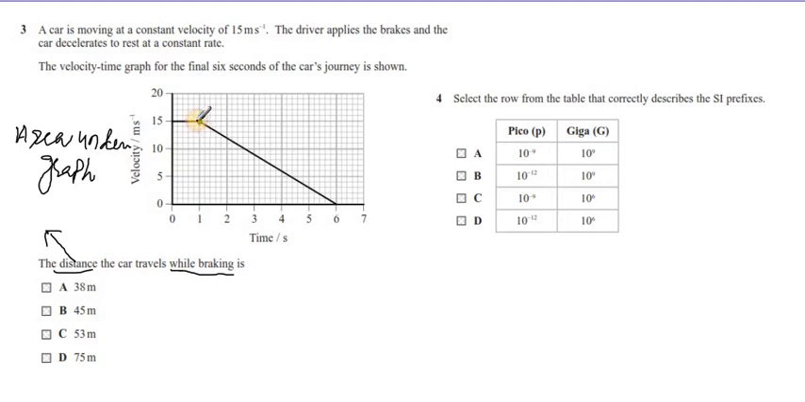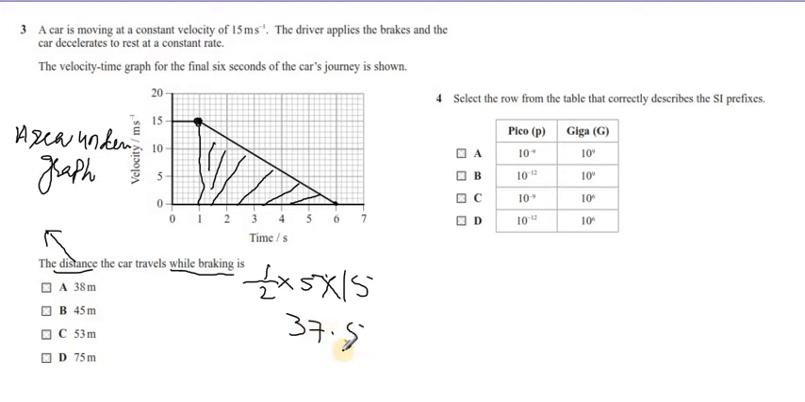So from this point, this is the point where the brakes are applied, and this is the point when the car is stopped. So you need to find the area under this triangle. Remember, don't find the area of the whole region, just that triangle. That means if you do your calculation finding the area, half of base times height, base is 5 seconds, height is 15. So if you calculate this, the answer will be 37.5, which when you round it off, the option is A.